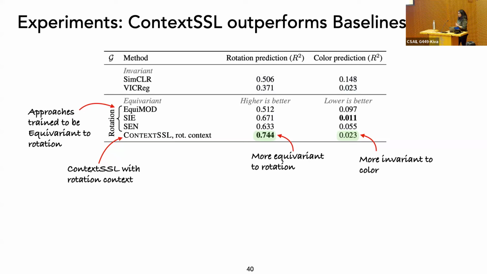Let's look at some equivariant methods now. We have three different equivariant baselines, and note that these baselines are specifically trained so that the representation is equivariant to rotation. However, Context SSL is this general representation which just uses rotation context at test time. We are measuring rotation prediction accuracy, which we expect to be higher because we are in the rotation environment, and color prediction accuracy, which we expect to be lower. As you can see, Context SSL is able to do that, and better compared to even specific methods that are just designed to be equivariant to rotation.